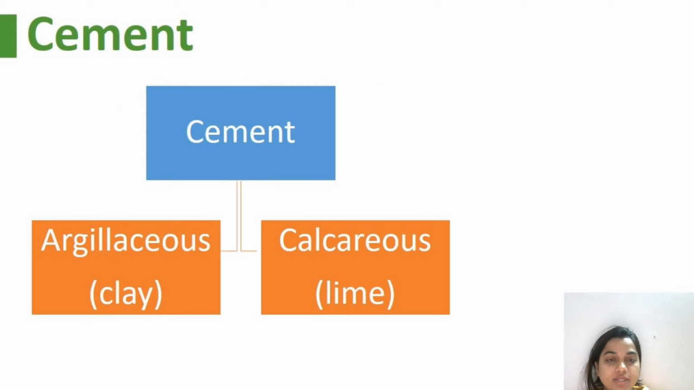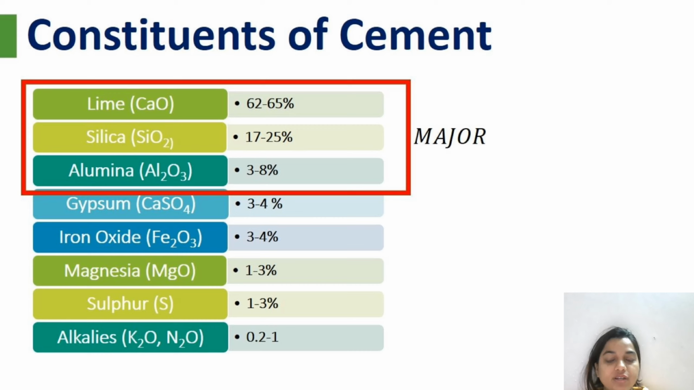Next, cement is divided into two categories. First, the argillaceous compounds, which are clay-based, and the calcareous compounds, that is the lime-based compounds. By mixing these two compounds, it forms a hard and durable substance. So these are the different constituents of cement. This is very important in terms of competitive exams.